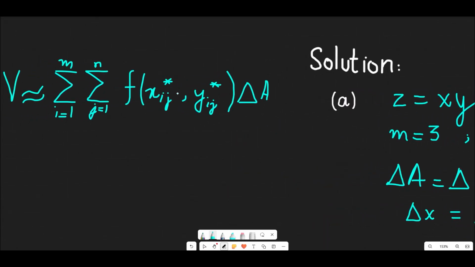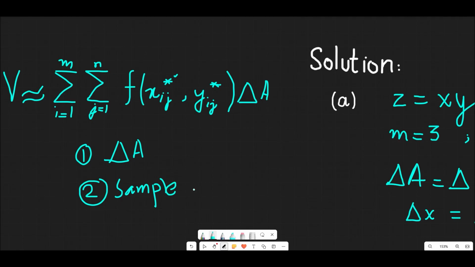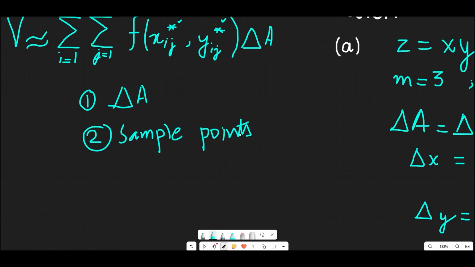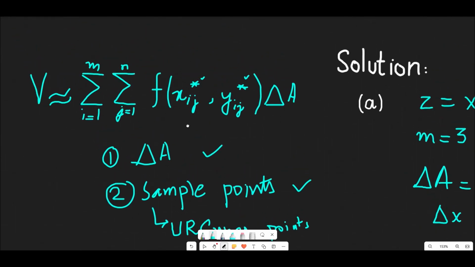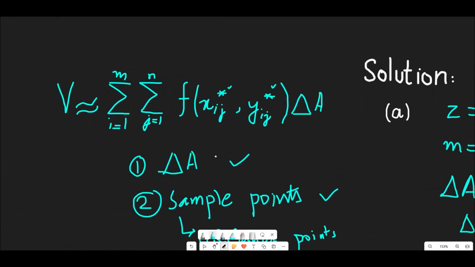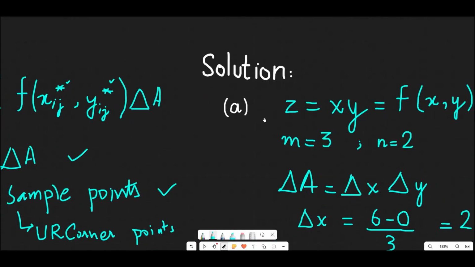This star means the sample points. The sample points we have to find. So the two things we have to find in this question: first is delta A, and the second thing would be sample points. And we have been given the condition that sample points would be the upper right corner points. So these would be the two main things. We have to find these two things to find the volume under the surface z equal to xy.